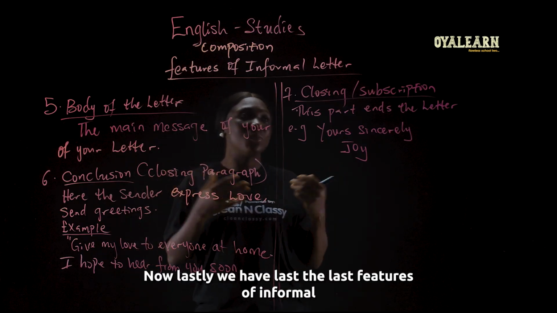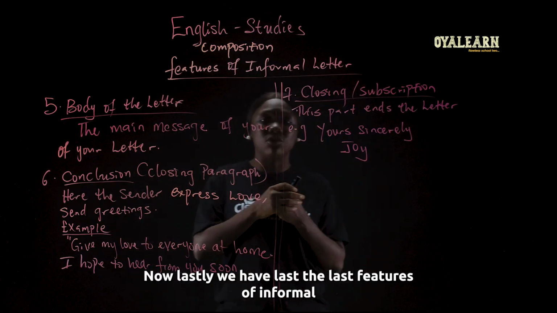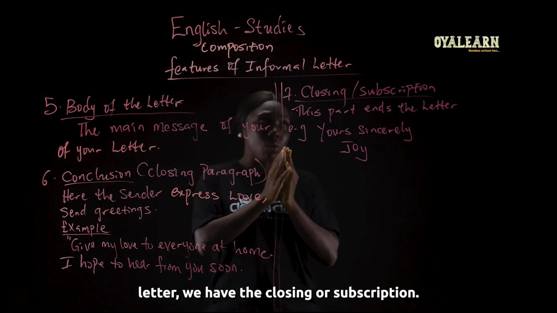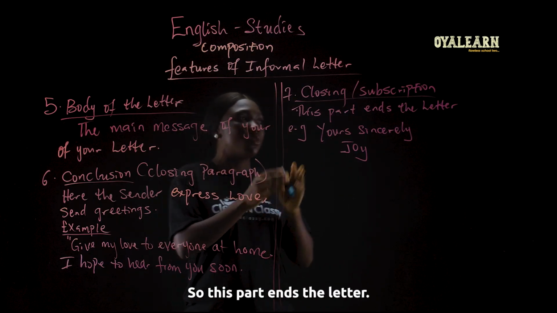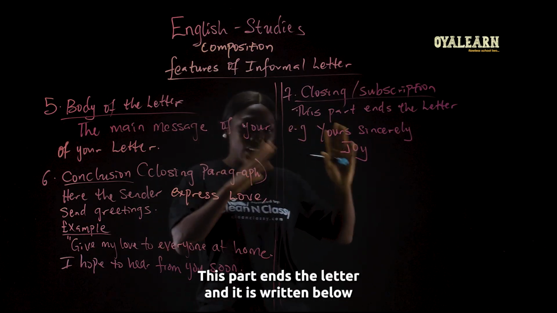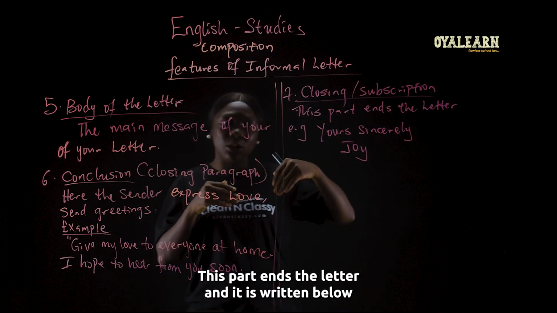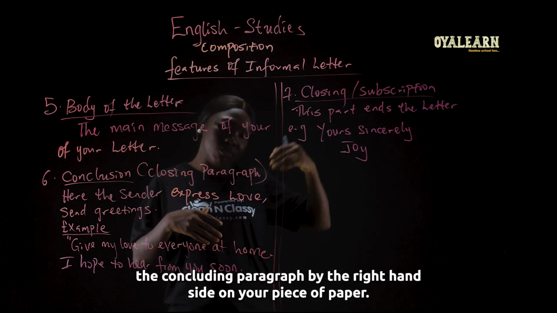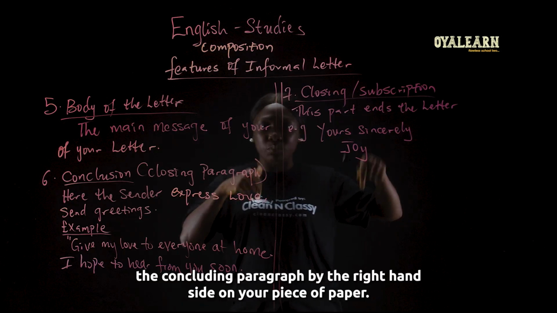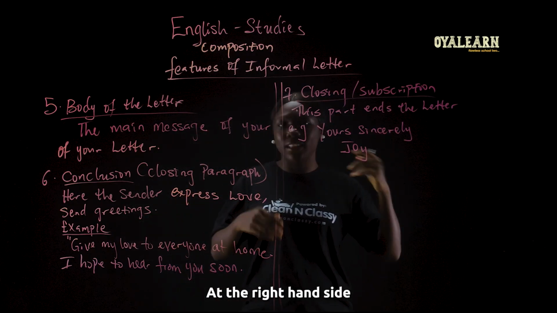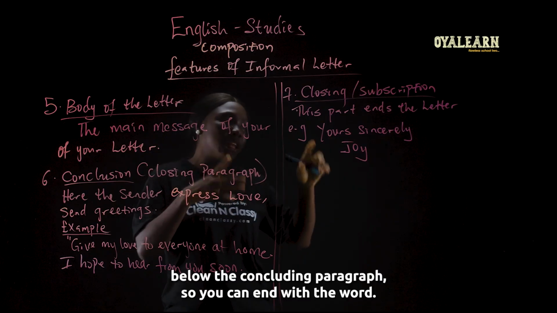Now lastly, we have the last feature of an informal letter. We have the closing or subscription. This part ends the letter, and it is written below the concluding paragraph on the right hand side of your piece of paper.